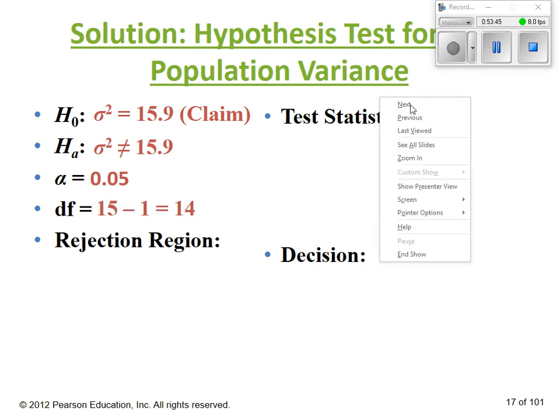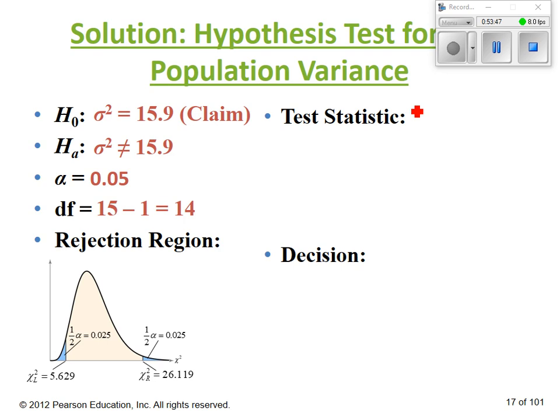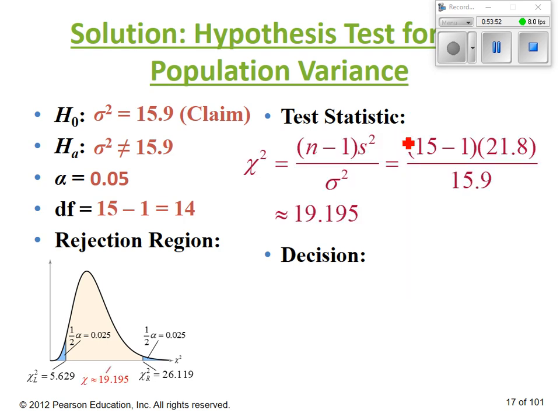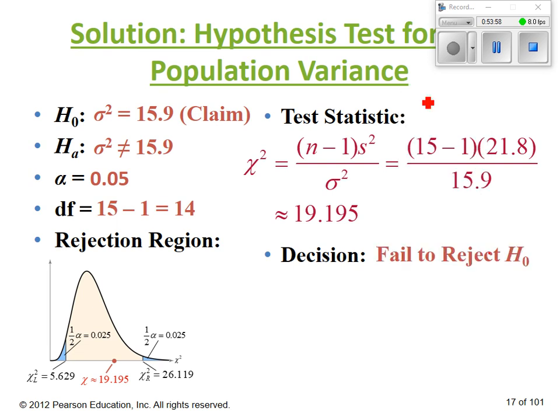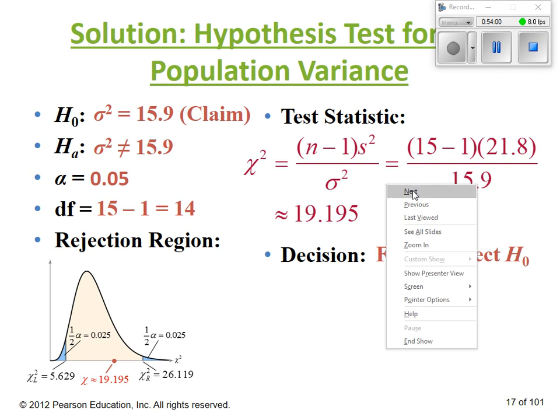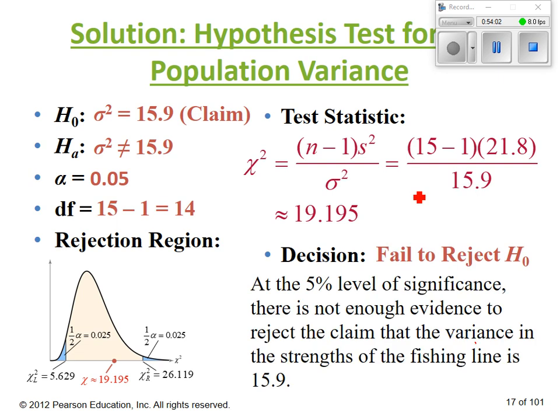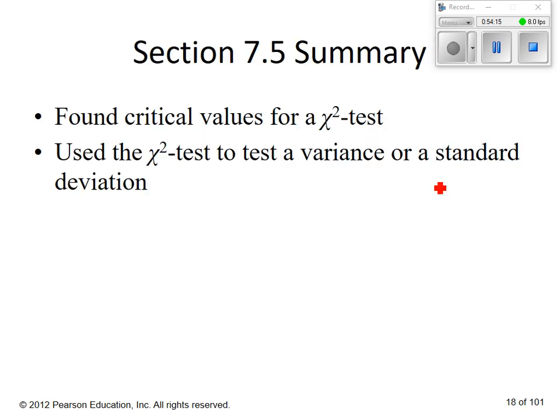That looks like everything we did right. Those two critical values, what we had. 19.195, that's pretty close. I don't round ever. Fail to reject, that's what we said. And then our interpretation, hopefully, now that Riley said he did it in his head, I want to make sure here, there is not enough evidence to reject the claim that the variance, is that what you said?